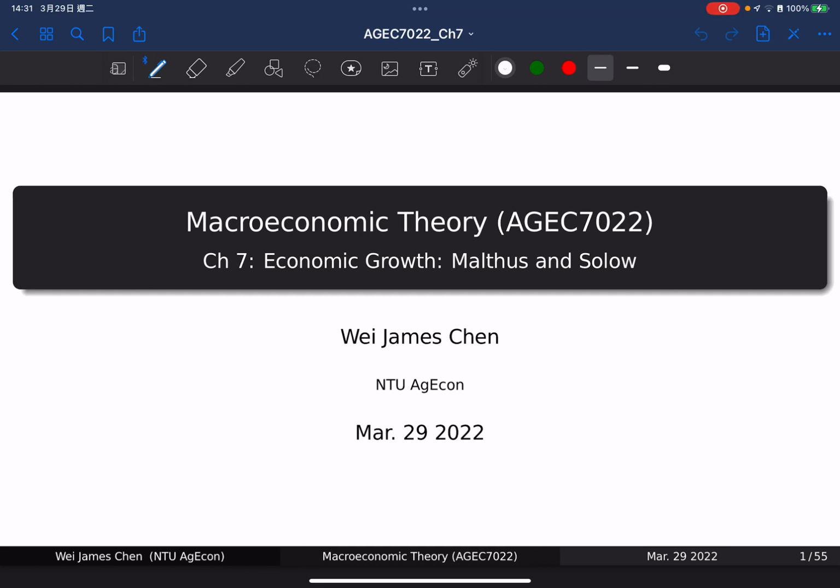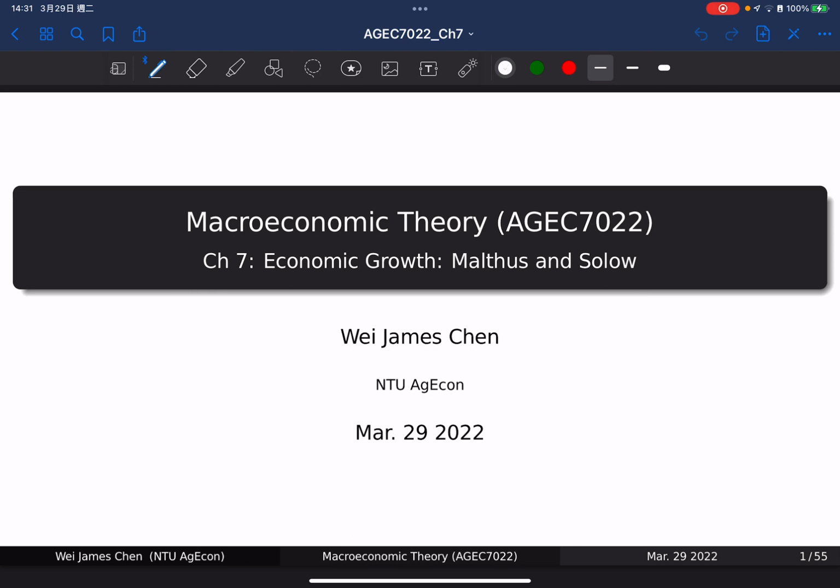Okay, so in chapter 7, we're going to talk about economic growth. And specifically, we're going to talk about two models. One is the Malthus model, and the other is the Solow model. I know most of you, I actually believe, if you studied at a cram school before you entered this department for your grad school, probably learned this Solow model somewhere else, in cram school or even in your undergrad macro class.